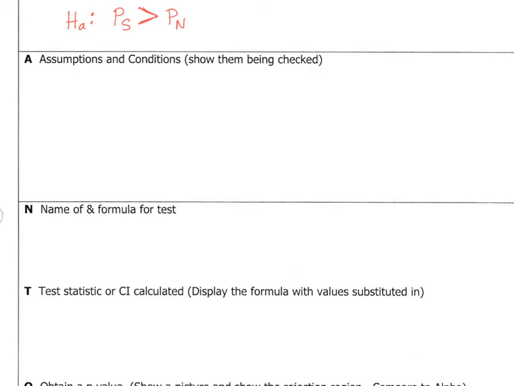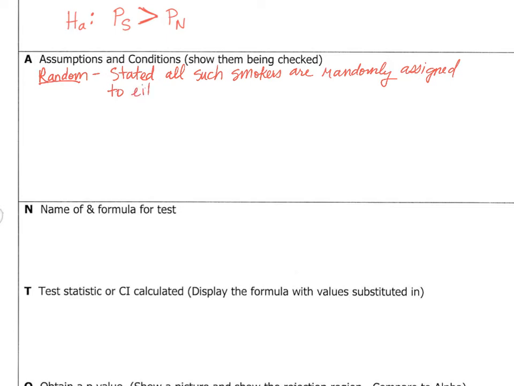So I'm going to write random. And then I'm going to put, it was stated that all such smokers are randomly assigned to either the support or no support group.